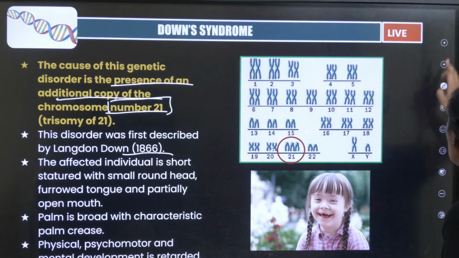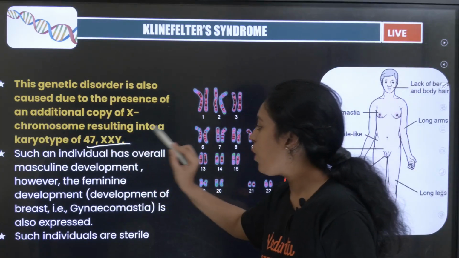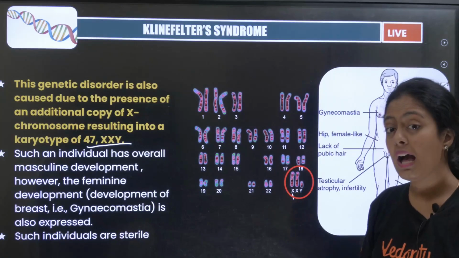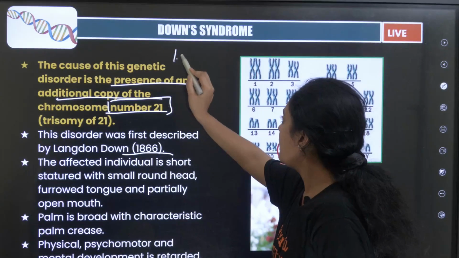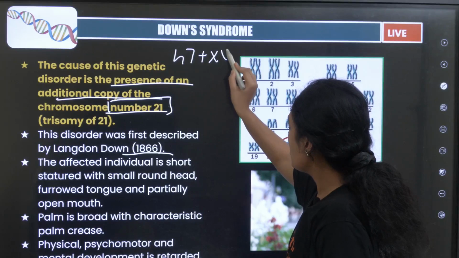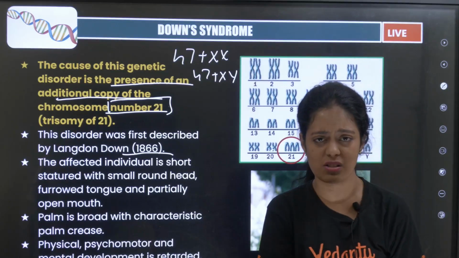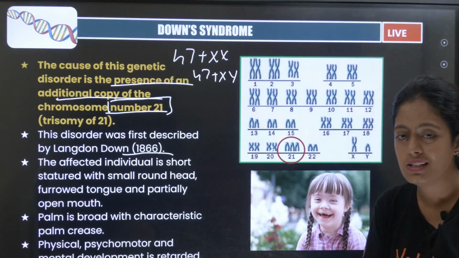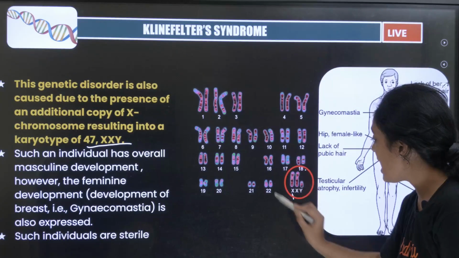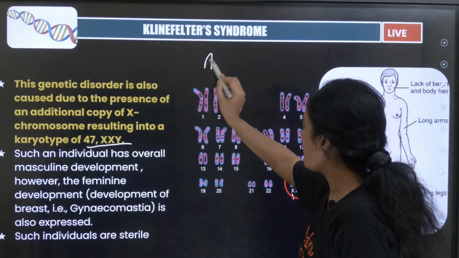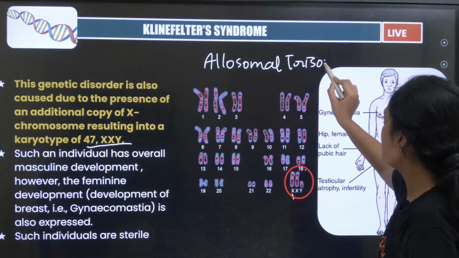Okay, yes. So now let's talk about Klinefelter syndrome. What is Klinefelter syndrome, what is the karyotype? 47 XXY. Okay, so here the karyotype is 47 plus XX or 47 plus XY. Okay, so we have 46 chromosomes, so one chromosome extra, that's the reason. Okay, then this is your Klinefelter syndrome, they have one extra X chromosome. So this we call allosomal trisomy. What do we call it, children? Allosomal trisomy.